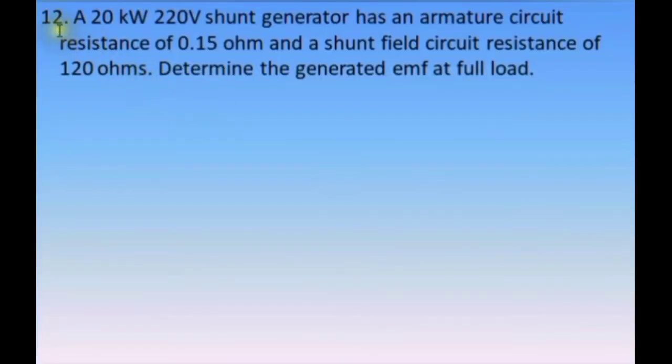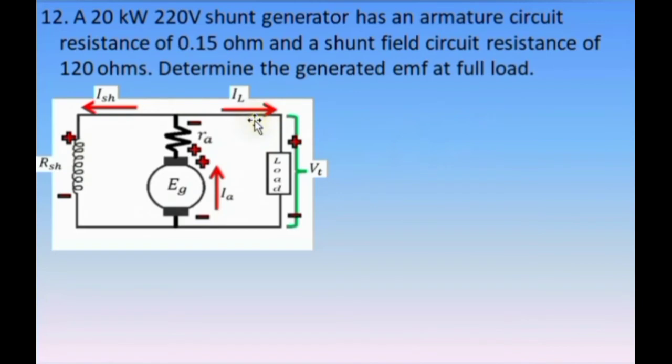Now we go to problem number 12. A 20 kilowatt, 220 volt shunt generator has an armature circuit resistance of 0.15 ohm and a shunt field circuit resistance of 120 ohms. Determine the generated EMF at full load. From the diagram of the shunt generator, again, we are asked to determine the generated EMF. The terminal voltage is 220 volts. RA is 0.15 ohm. The rated power is 20 kilowatts and the shunt field resistance is 120 ohms.